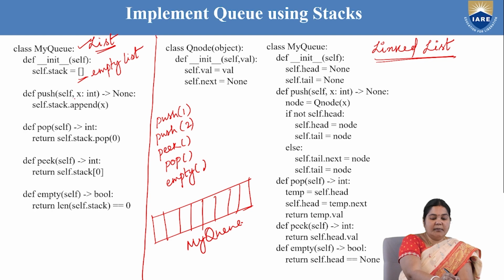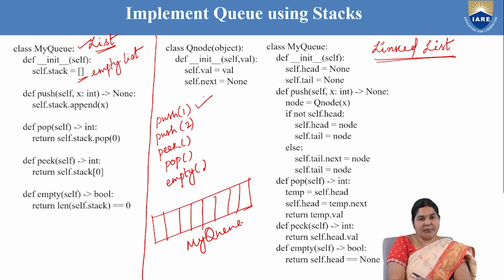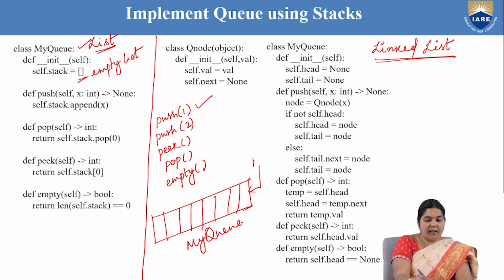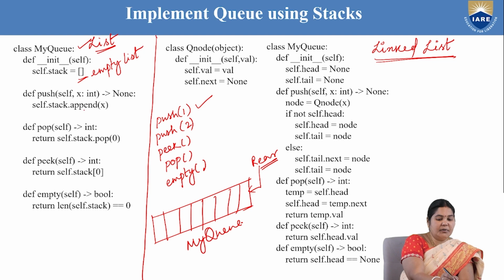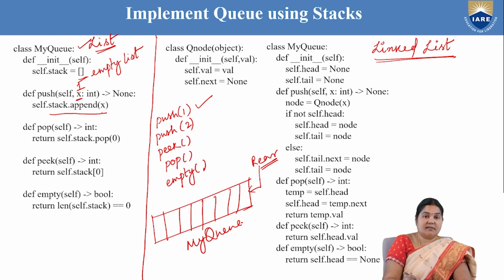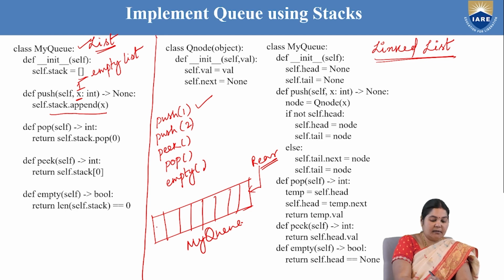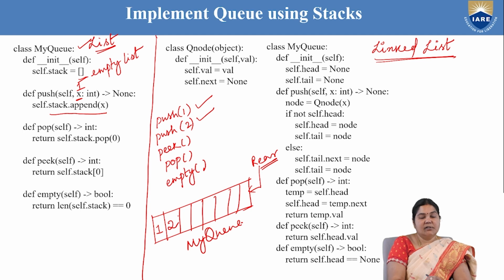Now I will do first operation push of 1. From the rear end I have to push, which will be supported in stack through the append function. So x is 1 first time. So stack dot append of x. Append will add the element at the end. Initially my queue is empty. One element is appended at the end, so this is 1 here. Second time you do push operation, then 2 will be appended. So it will be like this. So the append function in stack will help you to add the element at the end of the queue.